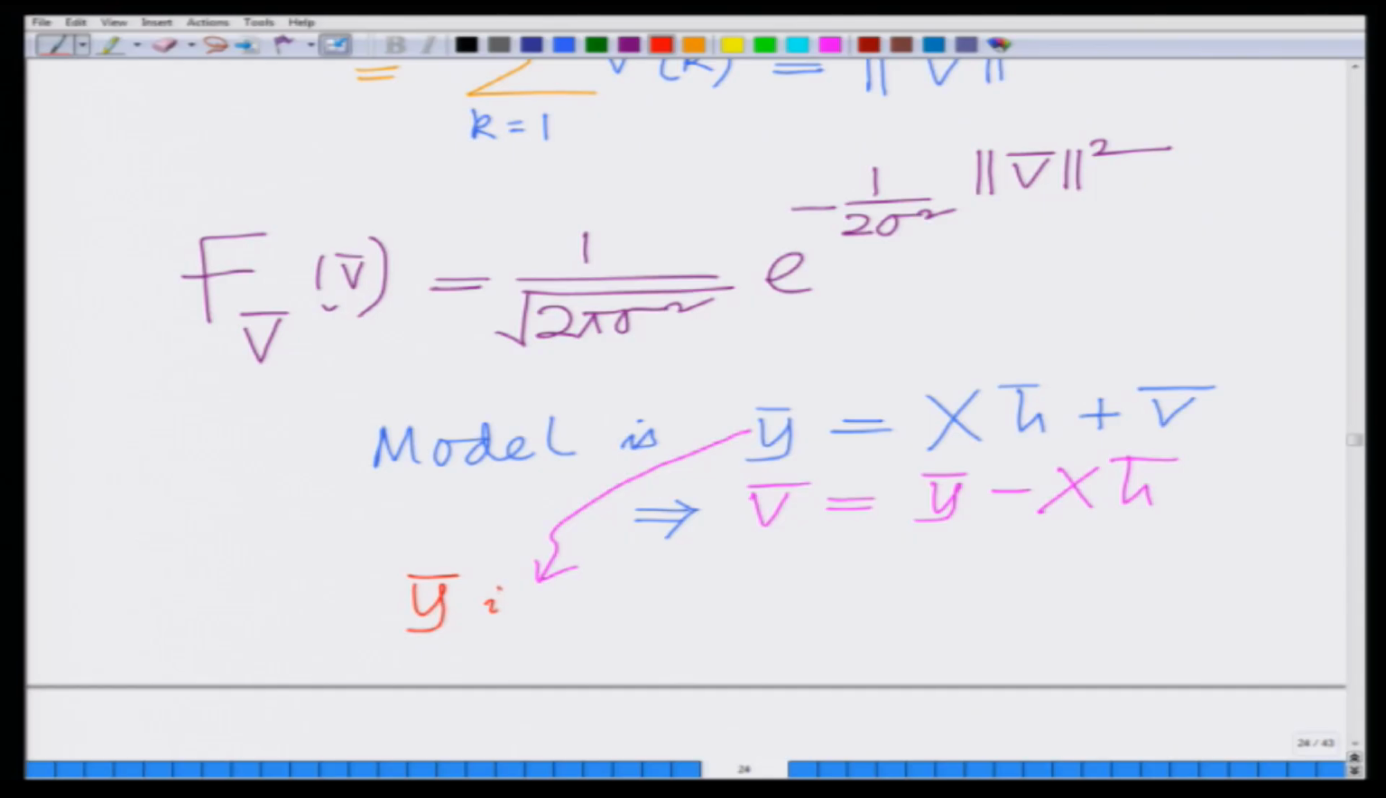Y bar is an affine function of V bar. V bar is a Gaussian random vector. Y bar is basically simply a linear transformation plus some shift by a constant. A linear transformation is a linear function, but this is a linear transformation plus the shift by this quantity x times h bar. So, it is related in an affine fashion to this vector V bar, which is a Gaussian vector.